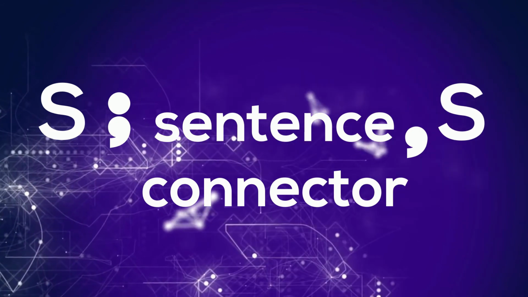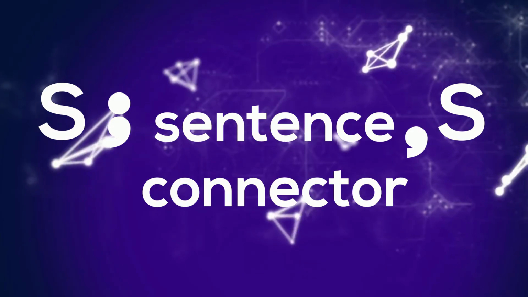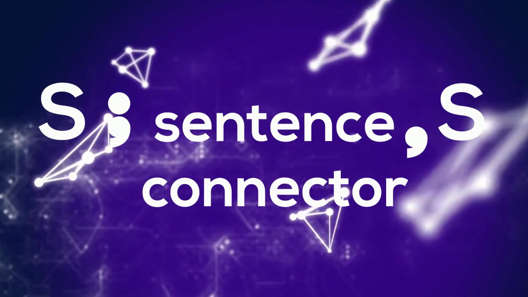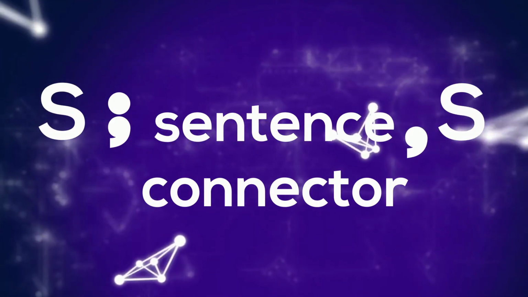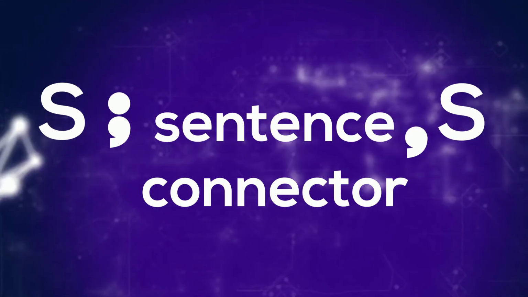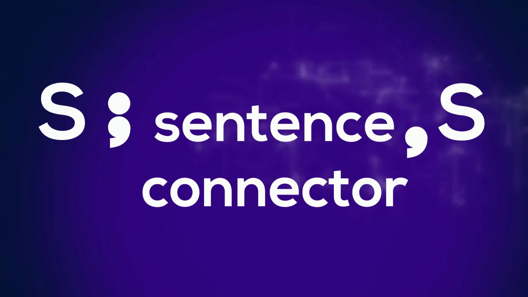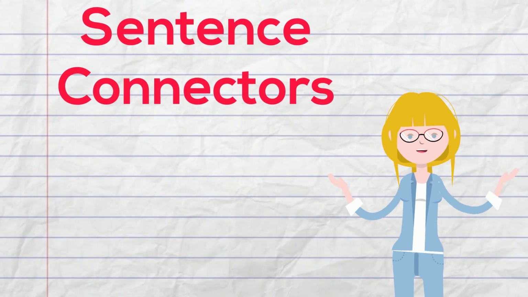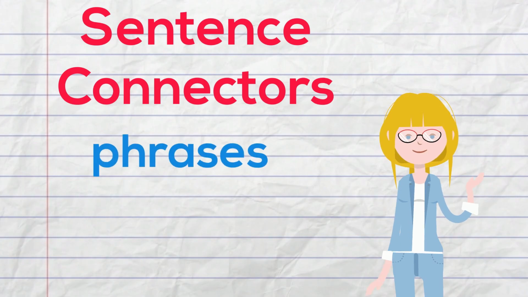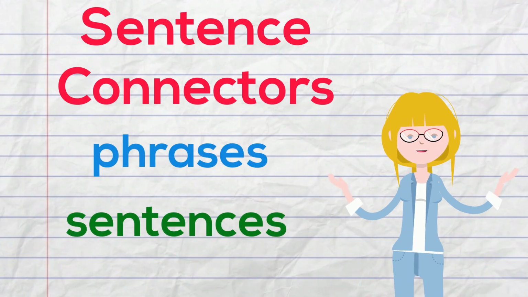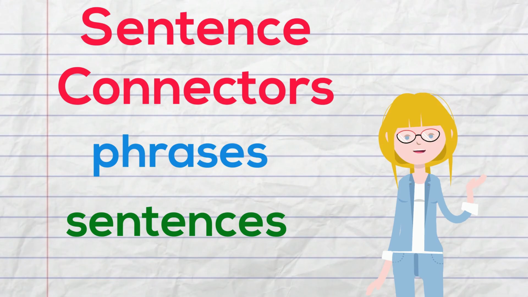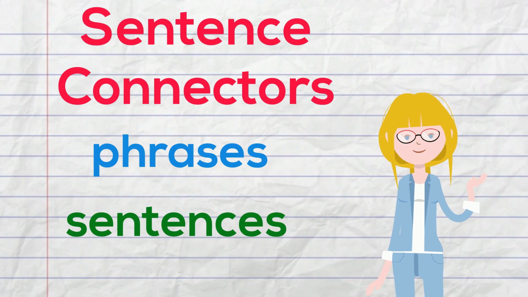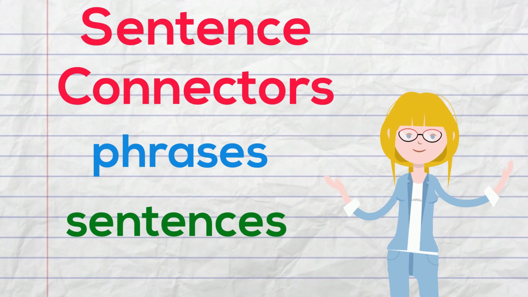The connection is made by putting a semicolon after the first sentence or independent clause, and then using an appropriate sentence connector, followed by a comma, and then the next independent clause. Sentence connectors are used to link large groups of words, such as phrases and sentences. If you're not as familiar with sentence connectors as you are with coordinating conjunctions, don't worry. We're going to go over some of them right now.